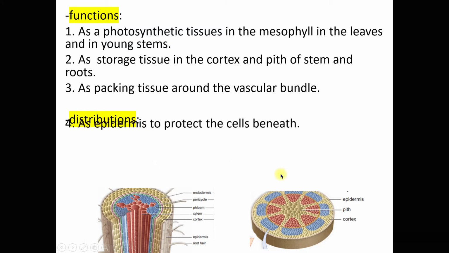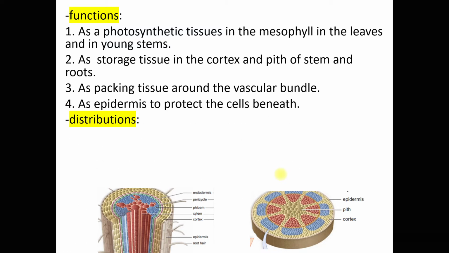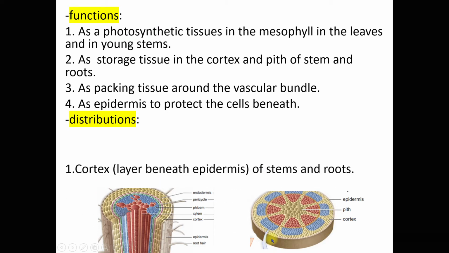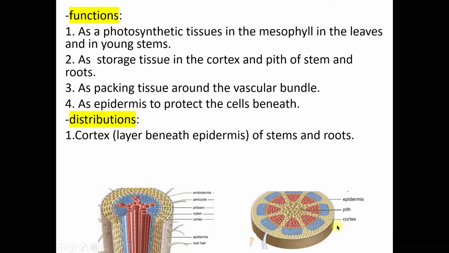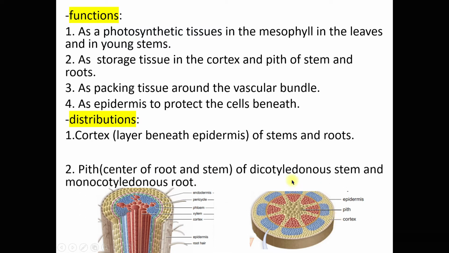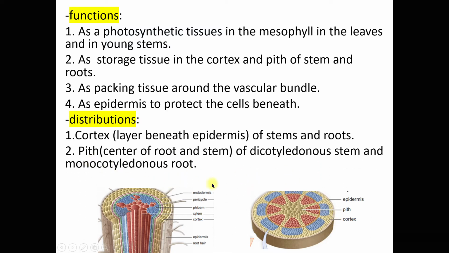Now distributions, function yang keempat, as epidermis to protect the cells beneath. As epidermis to protect the cell beneath. Now distribution in the cortex of stems and roots, pith of dicotyledonous stem and monocotyledonous roots. So I believe I don't have to explain where is cortex, where is pith already. You should know.